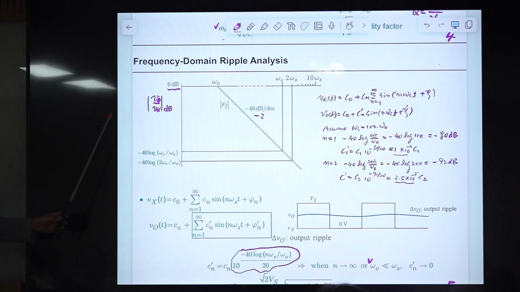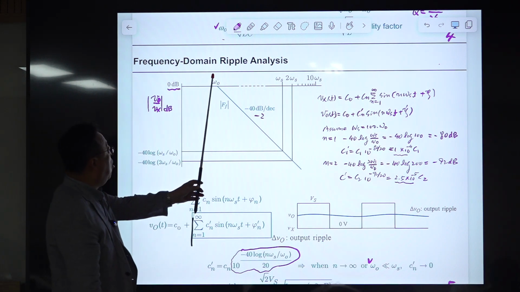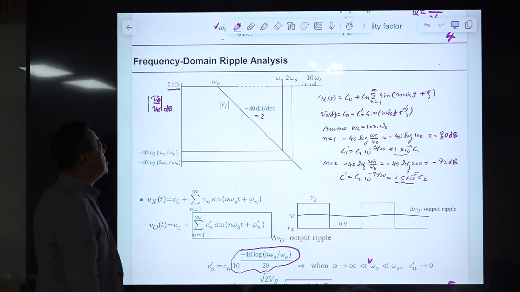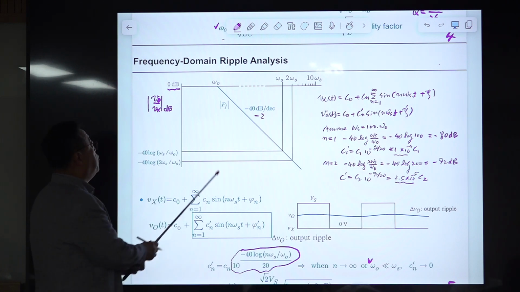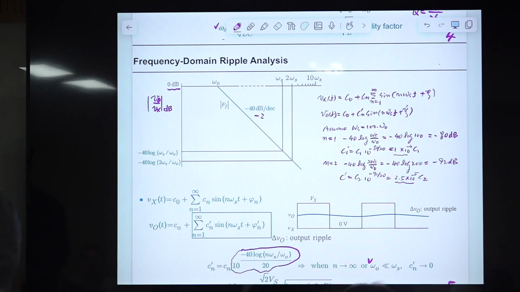So this omega naught is the double pole frequency of this practical second order low pass filter. If this filter is an ideal low pass filter, it looks like this. This characteristic has this brick wall type, a curve like this. So this ideal filter is passing only the frequency components below omega naught.